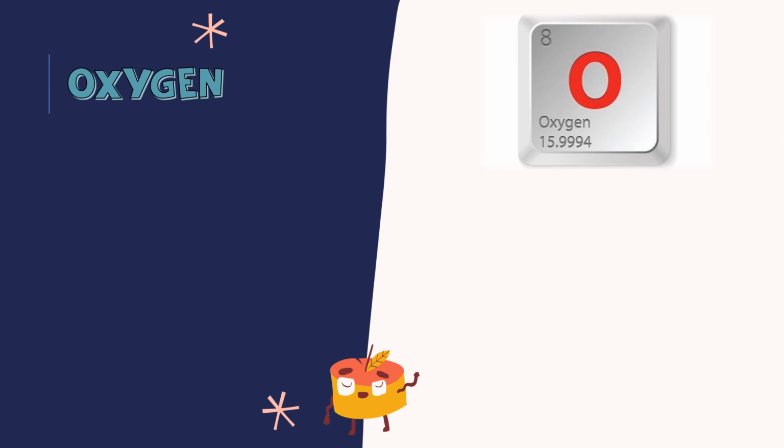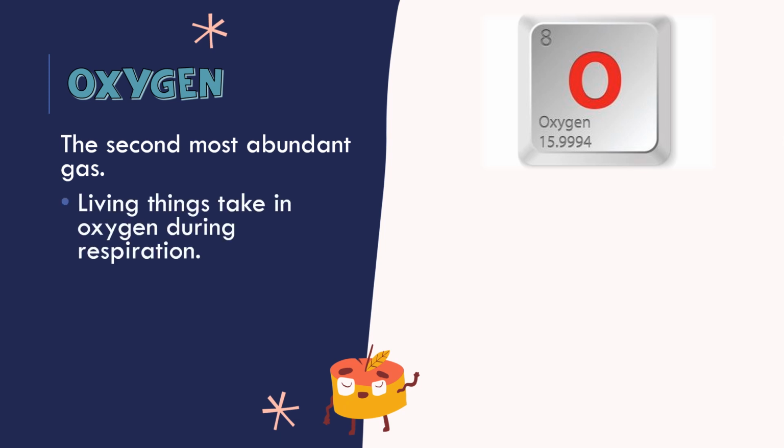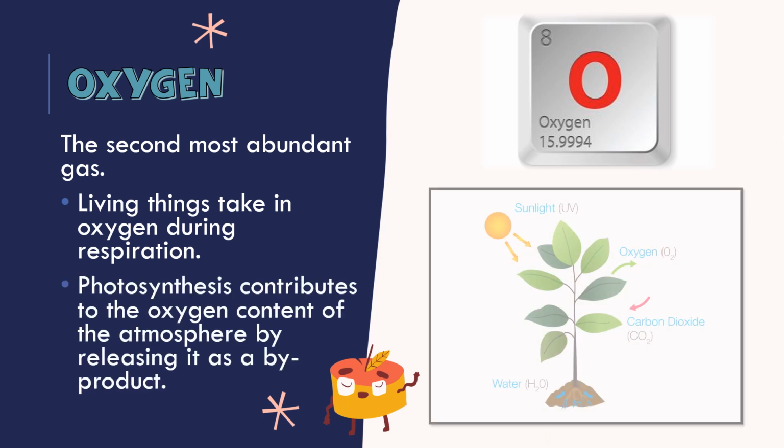Next, we have oxygen. Oxygen is the second most abundant gas. It is very important because living things take in oxygen during respiration. Photosynthesis contributes to the oxygen content of the atmosphere by releasing it as a byproduct.